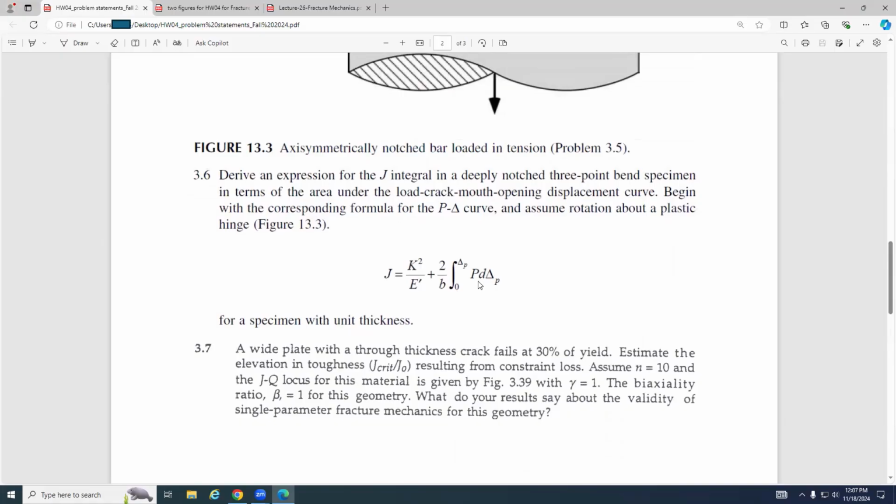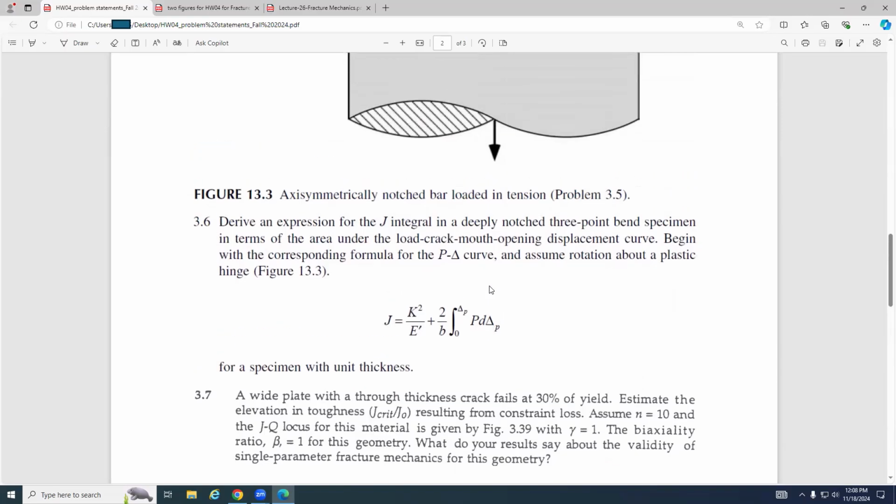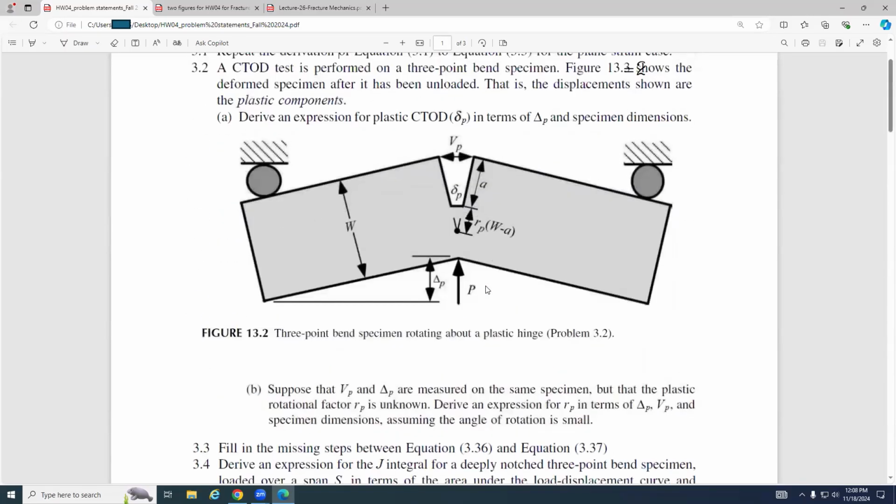In order to integrate this equation, we need to know delta P. And how can we get delta P? We need to use the similarity of the problem, and we come back to this one. I told you, this is a triangle, made of two right triangles, and they are similar. If I draw a line here, it goes through this point, giving the second right triangle.